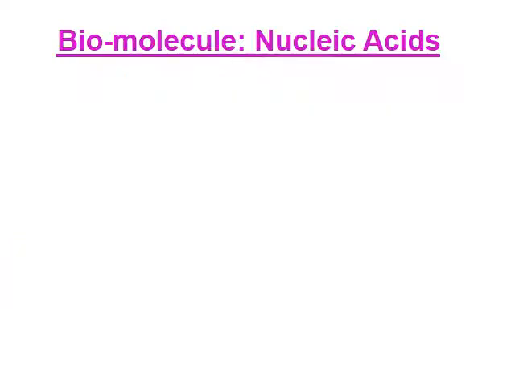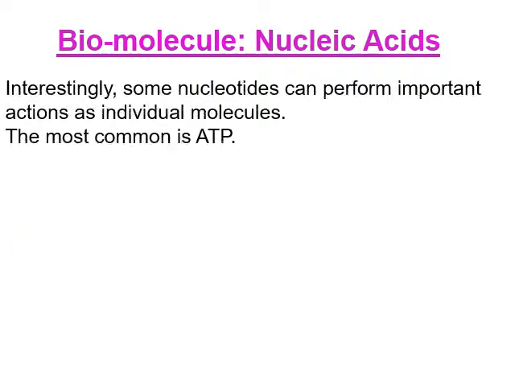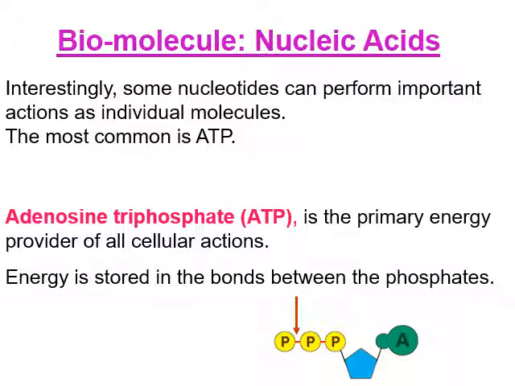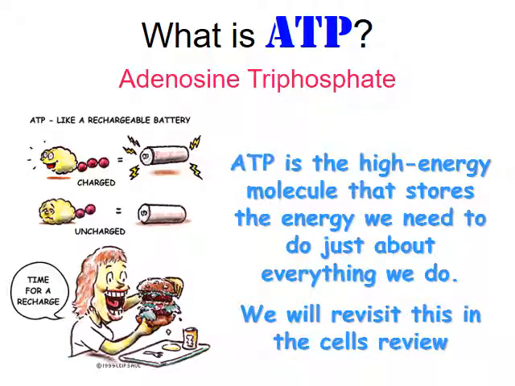There is another very important nucleic acid, and that is that of ATP. ATP is the acronym for adenosine triphosphate. Adenosine triphosphate, ATP. This is the primary energy provider of all cellular reactions. I also like to refer to this molecule simply as the energy molecule. ATP is the energy molecule. Energy in this molecule is stored between the bonds of the phosphates. Remember, we need energy for everything that we do. When energy needs to be released, one of the P's is going to break off to release it.